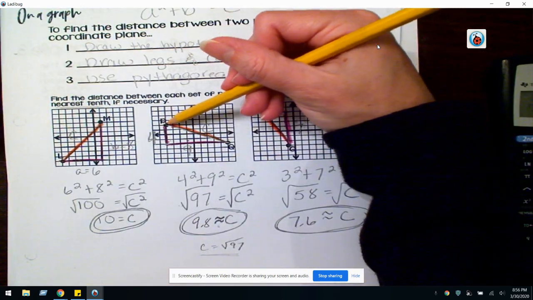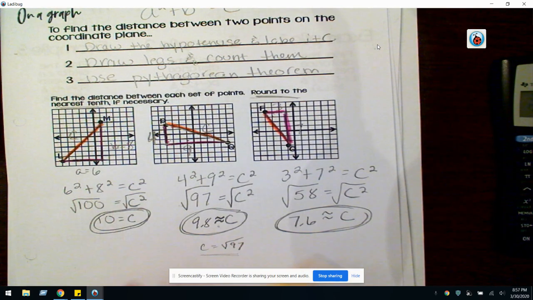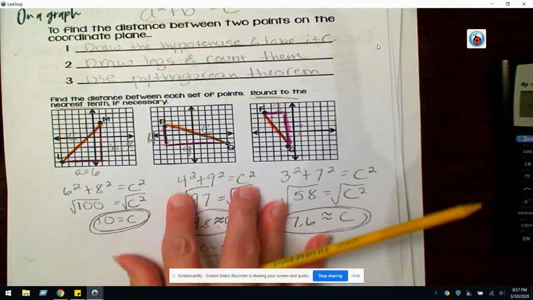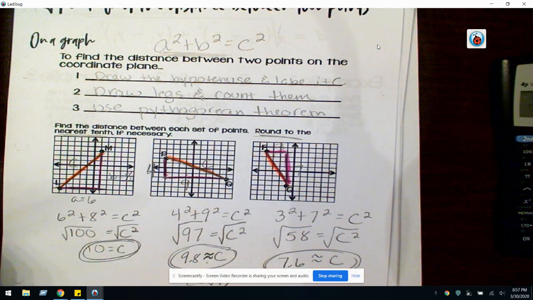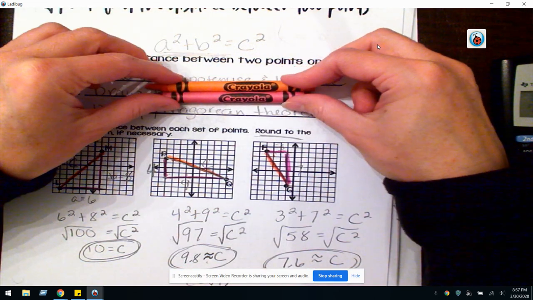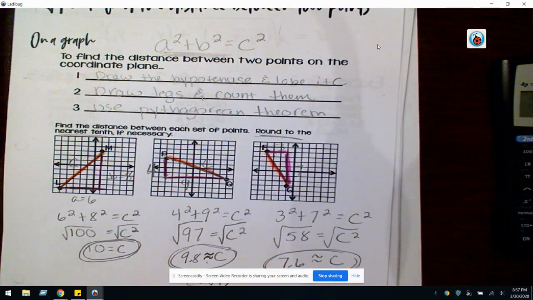Like here, the distance between P and Q was 9.8, or L and M was 10. Those were all the hypotenuse, and I find that by counting my legs and then using the Pythagorean theorem. All right, so this was quick. I'm trying to make these quick for you guys so that you don't get too bored while I'm talking. But I hope you listened all the way to the end, because the secret word that you're going to have to put on slide 8 is crayon. These are crayons. All right, that's your secret word. I hope you listen to the video so you can get that right on slide 8.